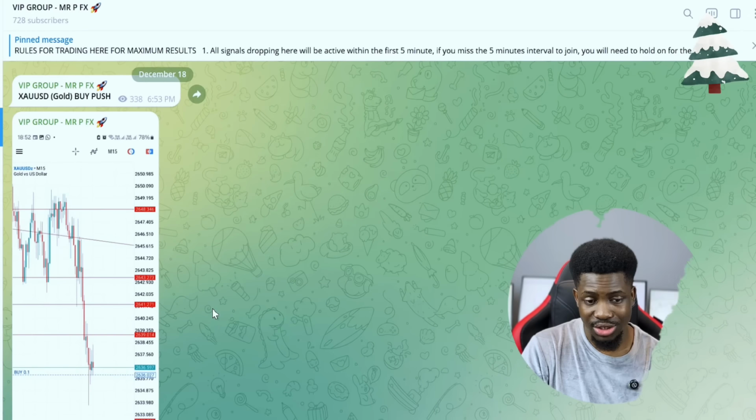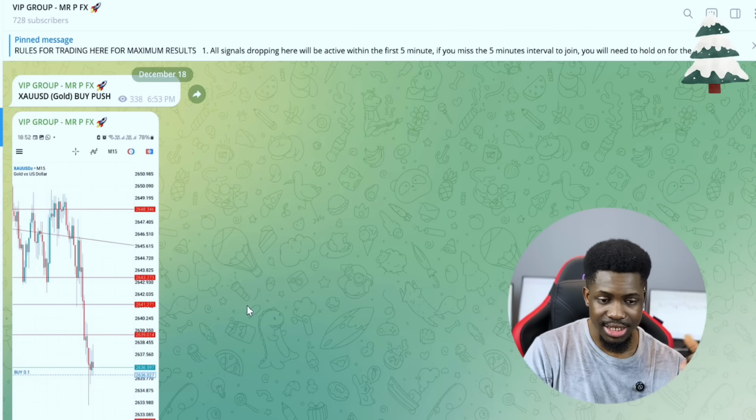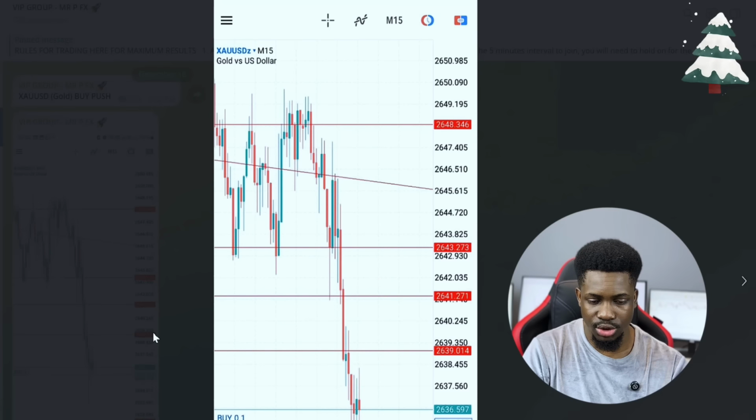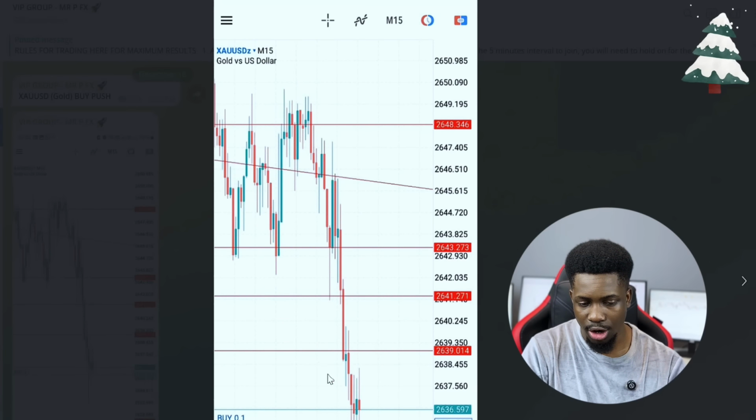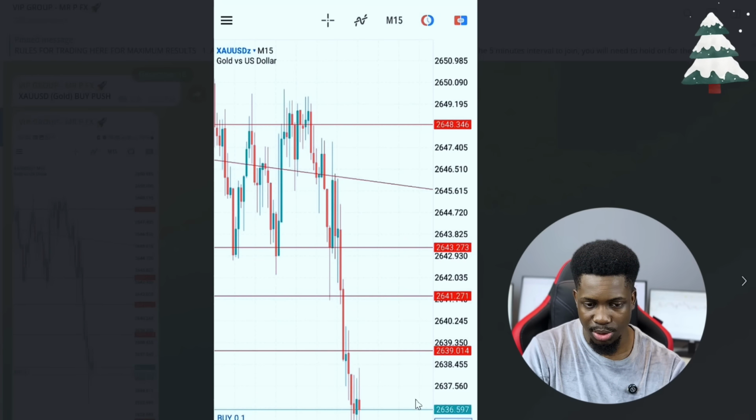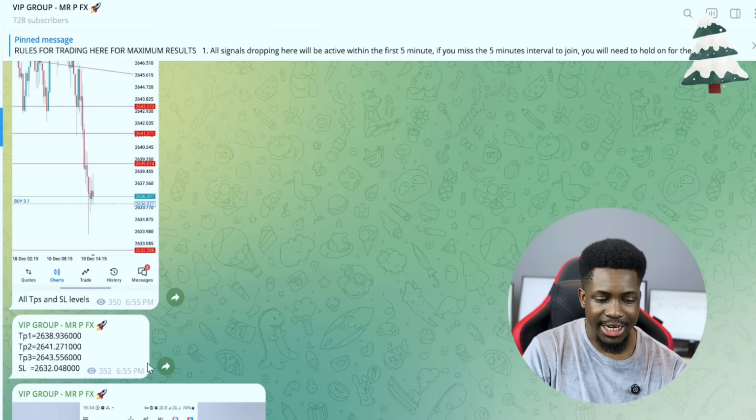Okay guys, so this was December 18th, that's the XAUUSD gold buy push. So this was the trade that was dropped, right? Just this trade at about the spot. This was the buy push trade, and then this was all our take profit and SL levels. So this was what was dropped.